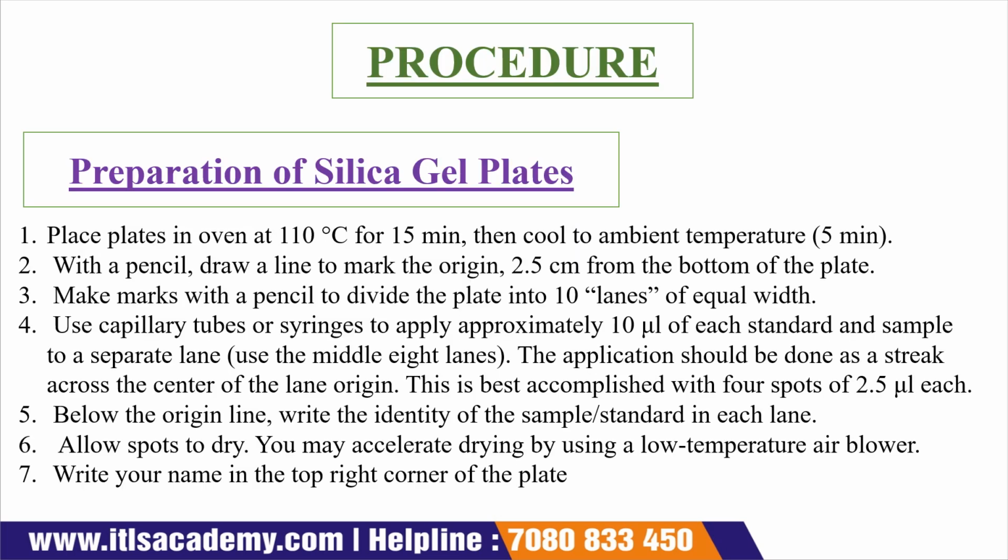Now the next one is your procedure. First of all, we have to prepare a silica gel plate. For this we first dry the plate by putting it into an oven at 110 degrees Celsius for 15 minutes. Then after that we cool it at room temperature for 5 minutes. Suppose that this is our plate. We dry it at 110 degrees Celsius for 15 minutes, and after drying, we cool it for 5 minutes.